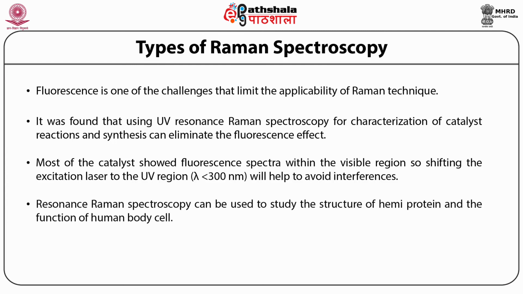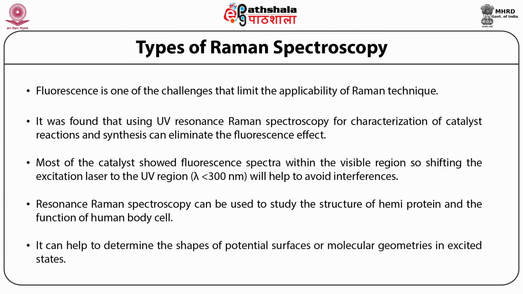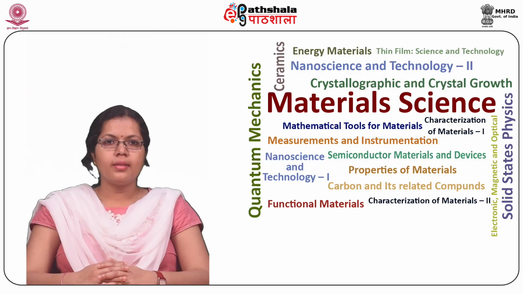Resonance Raman spectroscopy can be used to study the structure of hemoprotein and the function of human body cells. It can help to determine the shapes of potential surfaces or molecular geometries in excited states. Next is the confocal Raman microscopy.